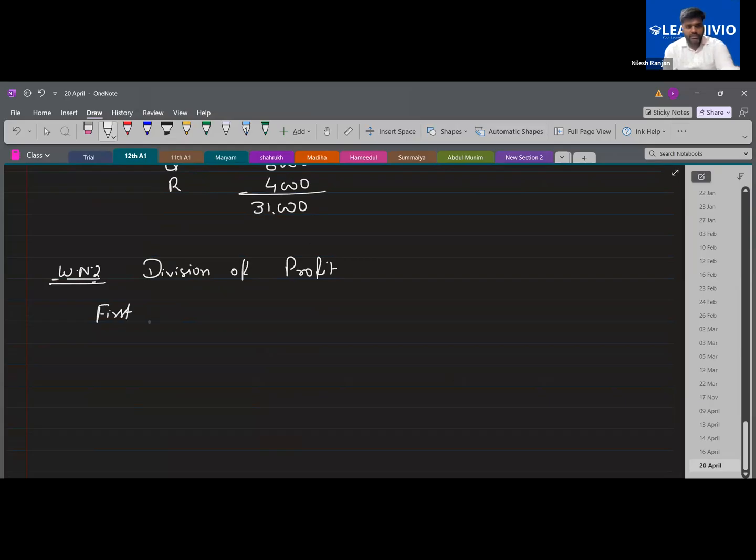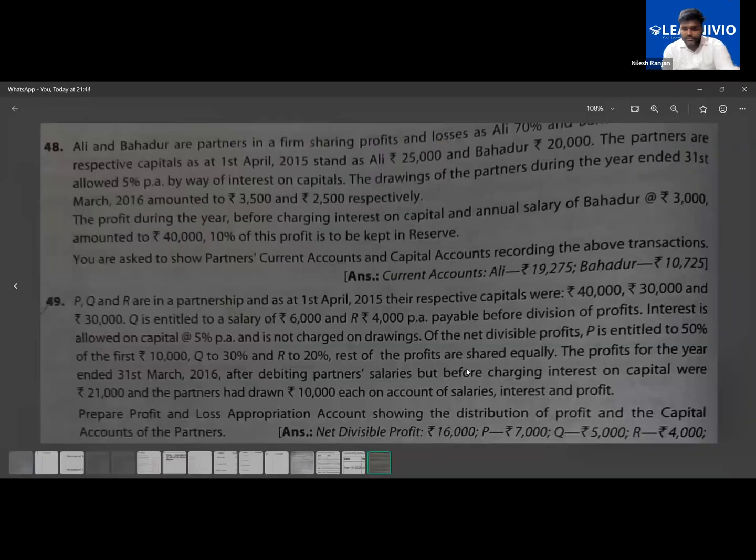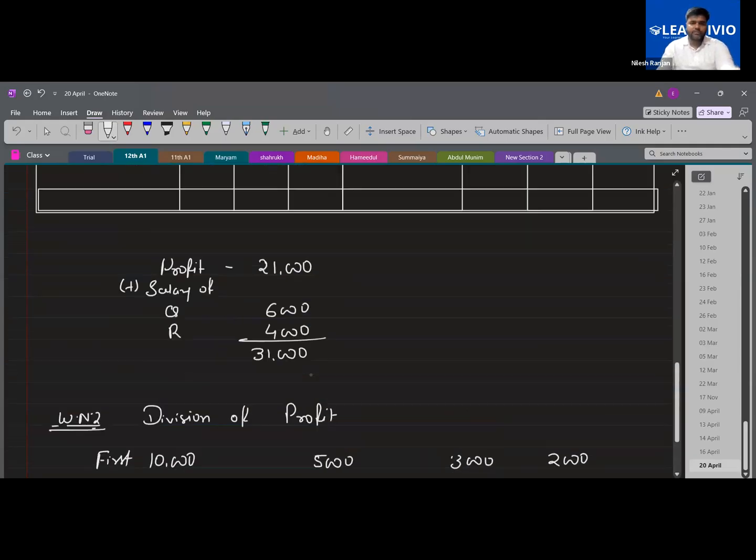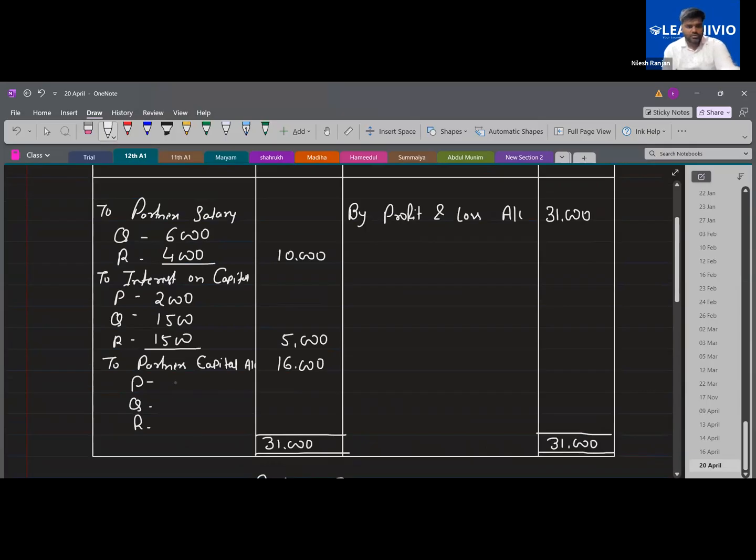First 10,000 and then the balance 6,000. In 10,000, P will get 5,000, Q will get 3,000, and R will get 2,000. And the balance 6,000 equally, so 2,000 each. So it is 7,000, 5,000, and 4,000. Our profit and loss appropriation account is complete.